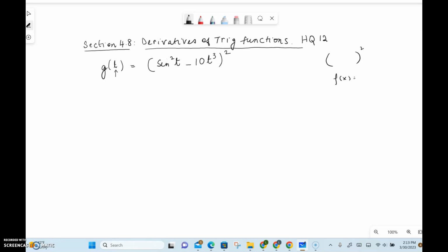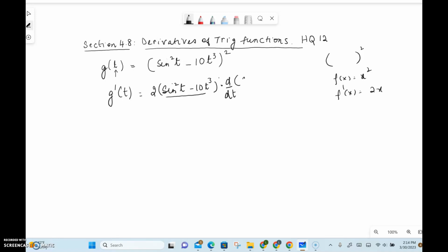So if f of x equals x squared, the derivative would then be 2x, right? So we're going to differentiate this function, and obviously we have to use the chain rule because it's a function of a function. So we have 2x to the 1, so we keep it as 2x. Instead of x, we are differentiating with respect to sine squared t minus 10t cubed. But notice that this inner function is a function of t, so we still need to differentiate. This is the chain rule that we're using.